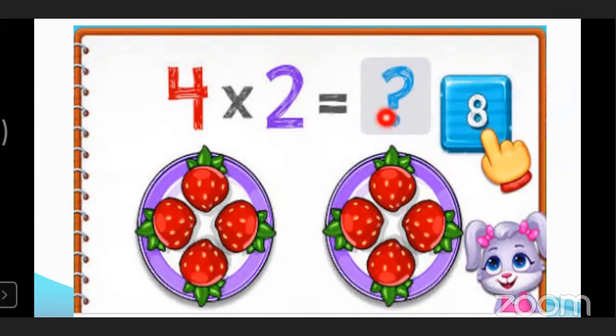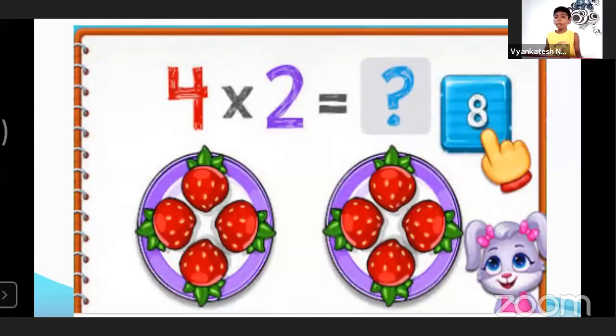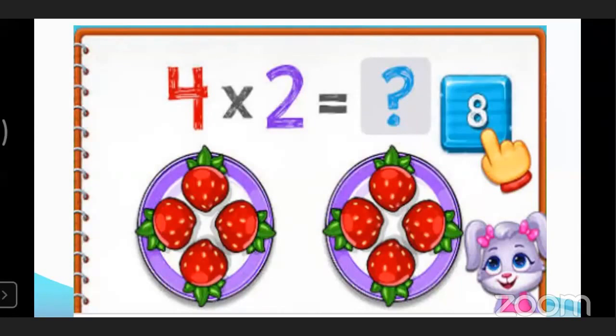This is the question mark. What will you write down here? Instead of question mark, 8 you will write down. Very good. Let me ask one more question now. 2 multiplied by 7. What will be the answer? 2 multiplied by 7. 14. Very good. 14. Very nice.